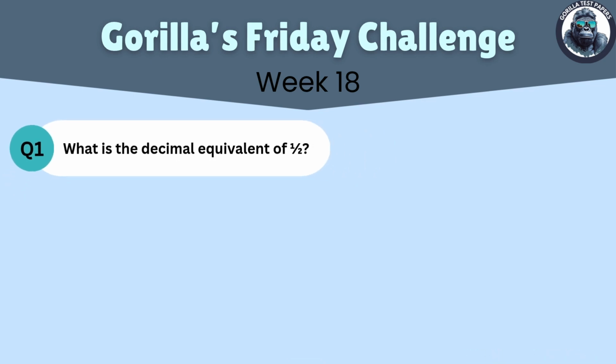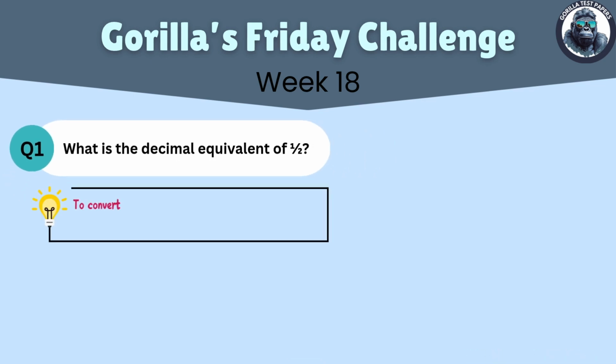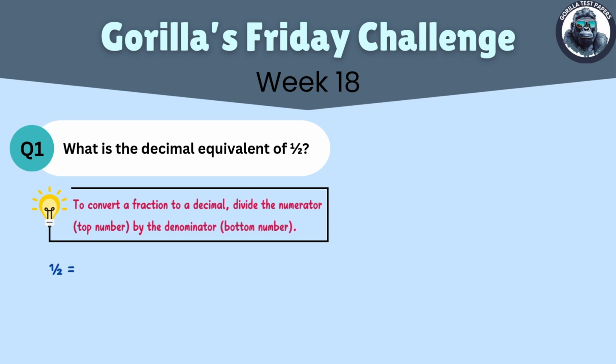Alright, let's get into it. The learning point for this question is that to convert the fraction to a decimal, divide the numerator, which is the top number, by the denominator, which is the bottom number. So in this case, we have 1 over 2. That means we need to do 1 divided by 2. So let's work this out. 1 divided by 2 equals 0.5. So therefore, the decimal equivalent of 1 over 2, or 1/2, is 0.5. This is the answer for this question.